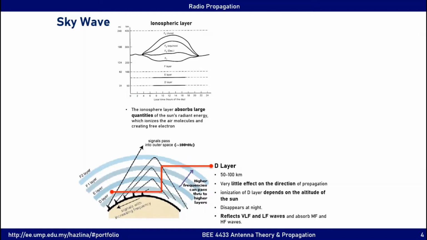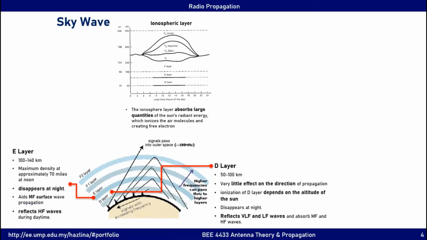In the D layer region, the very low frequency and low frequency waves are reflected. However, the high frequency and medium frequency waves are absorbed. The E layer is 100 to 150 km above Earth's surface. The maximum density is approximately 70 miles during noon, when the sun is at its highest point. This layer totally disappears at night. The E layer aids medium frequency surface wave propagation while it reflects higher frequency waves during daytime.